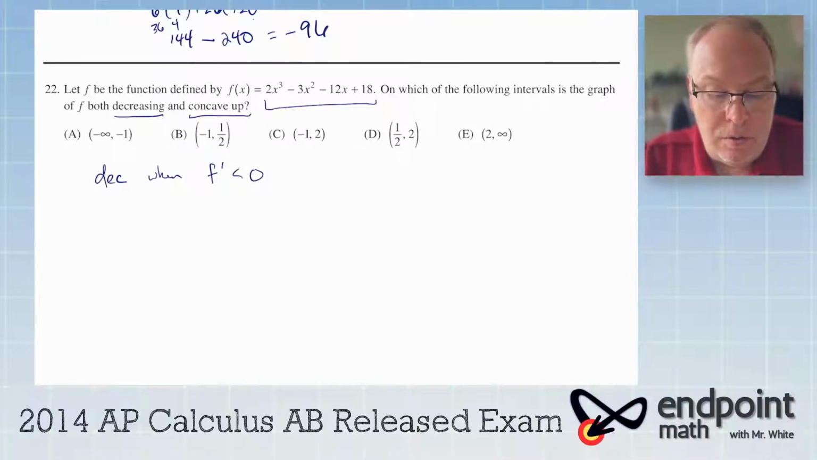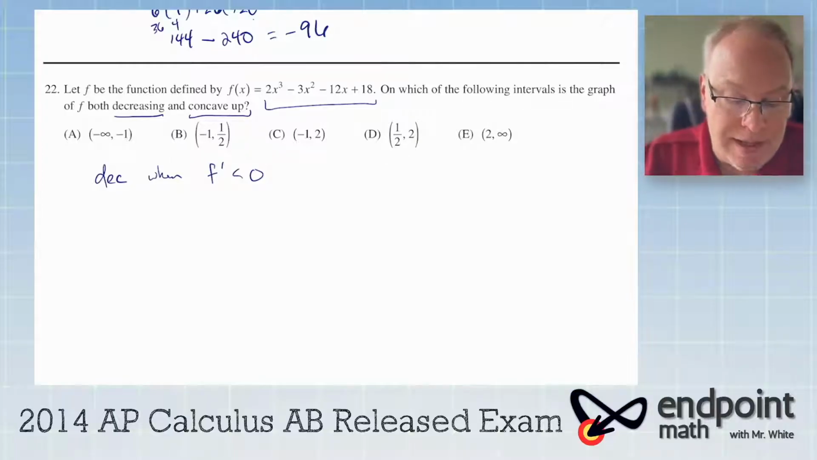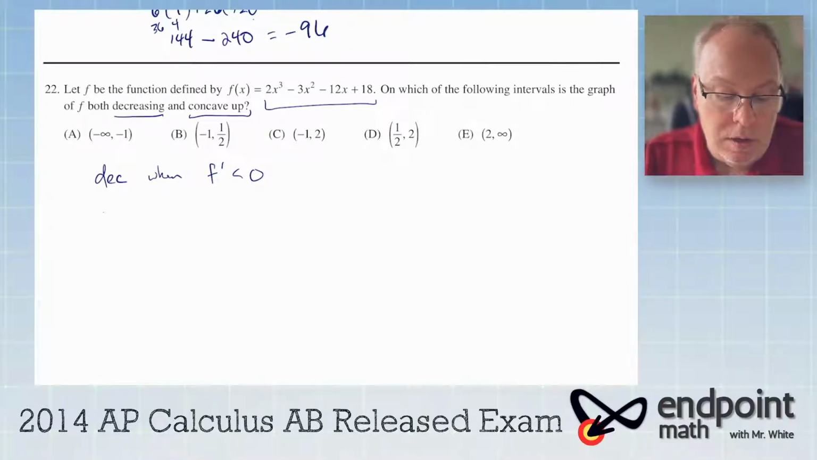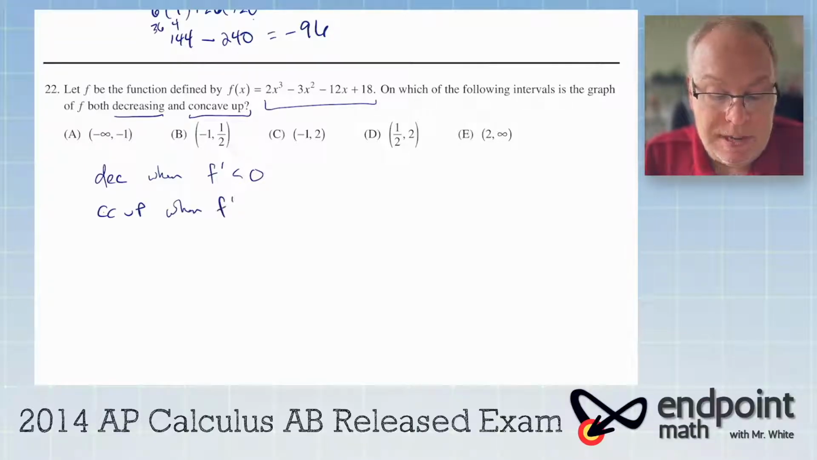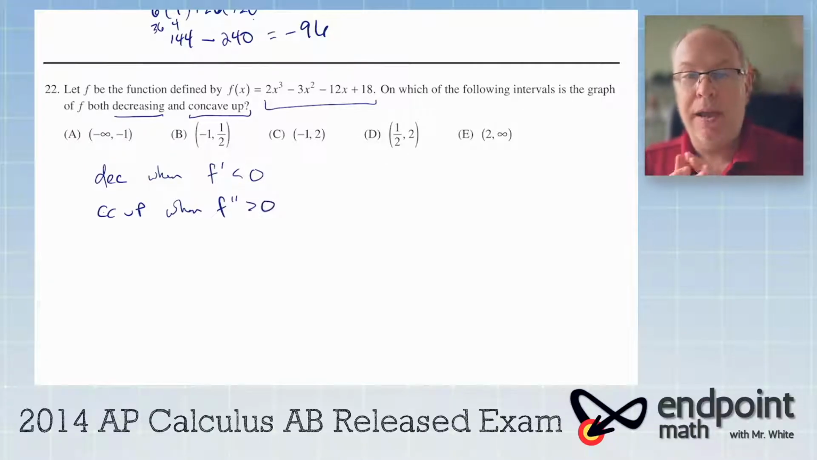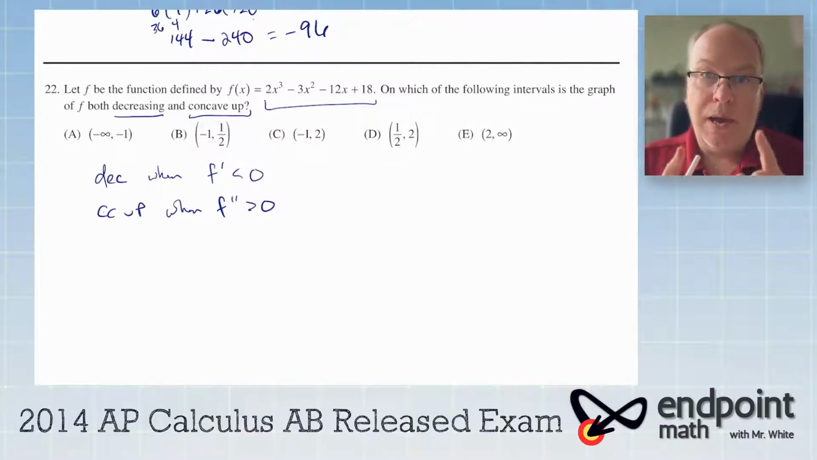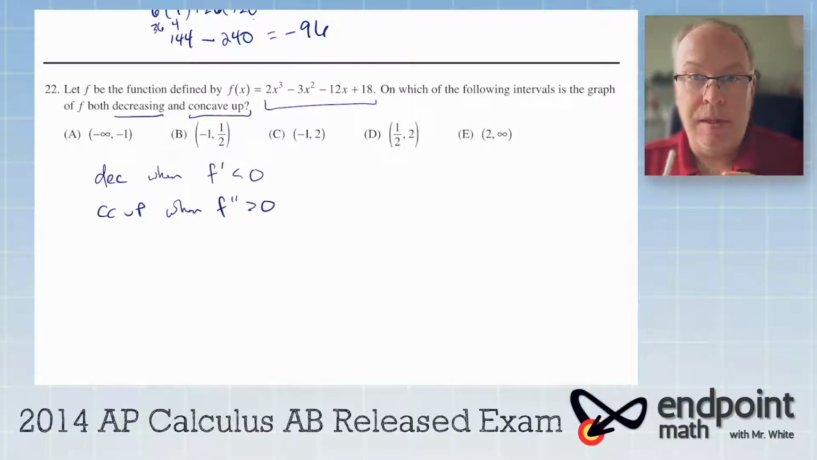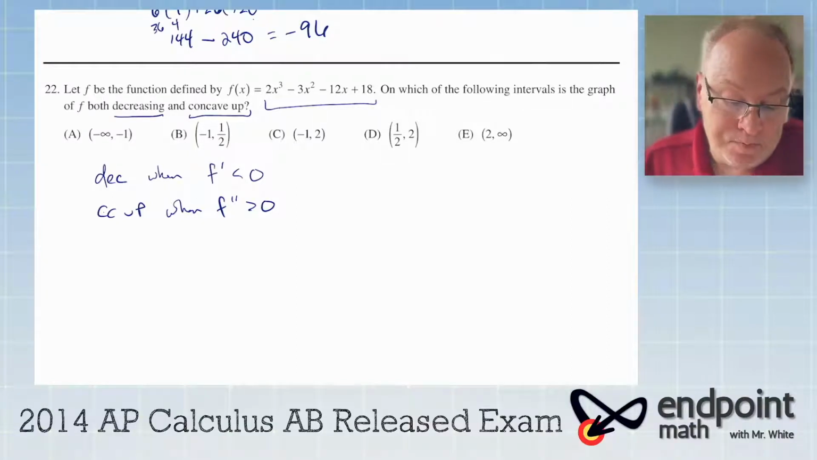And also the original function is concave up. So it's going to be concave up when the second derivative is positive. So we're going to have to do both derivatives. We're going to have to do sign charts on both of them and figure out the overlap. That's the strategy. You kind of have to have a game plan going into these, right?